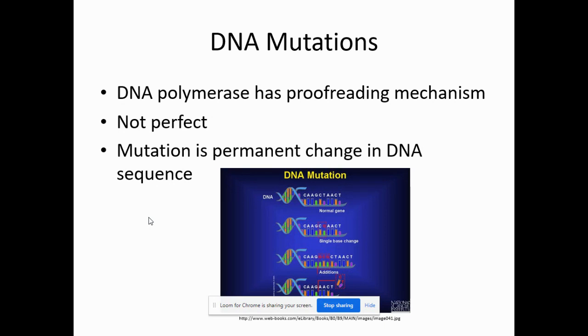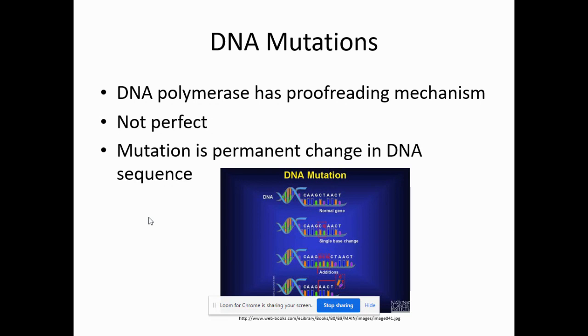As you can think about, there are hundreds, thousands, sometimes millions of nucleotides within a DNA molecule. The more nucleotides that need to be added to a DNA molecule, the more chances of mistakes happening. DNA polymerase is not perfect. Sometimes it does make mistakes.